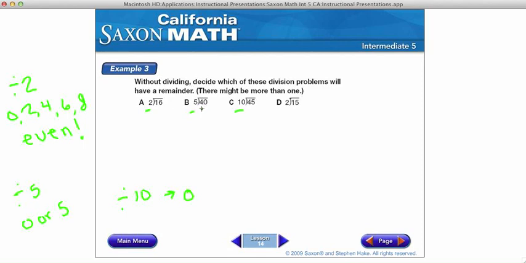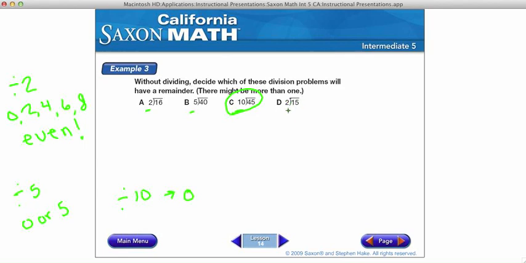B, 40 divided by 5. It's a number divisible by 5. My dividend ends in a 0, so this does not have a remainder. 45 divided by 10. If a number is divisible by 10, that number must end in 0, but this ends in a 5, so this will have a remainder.